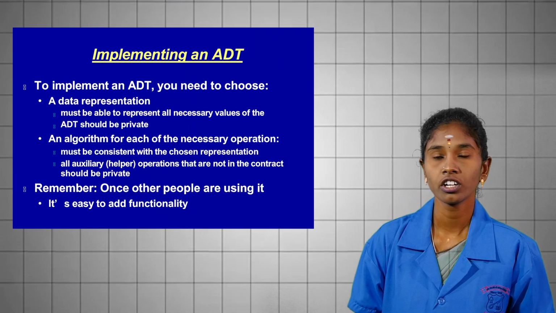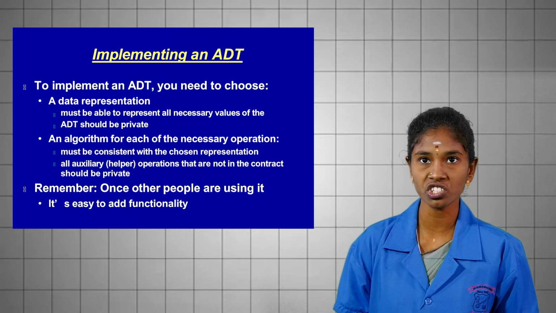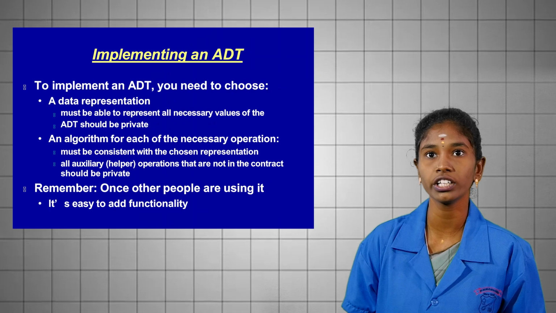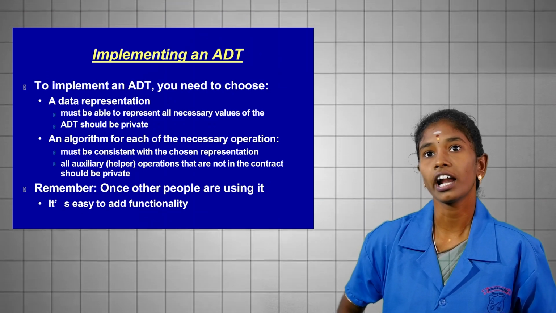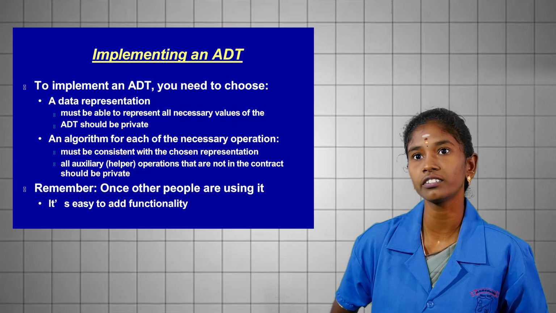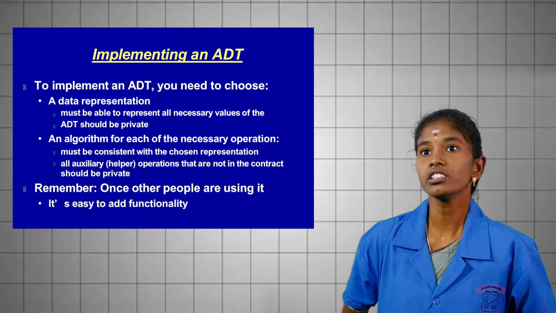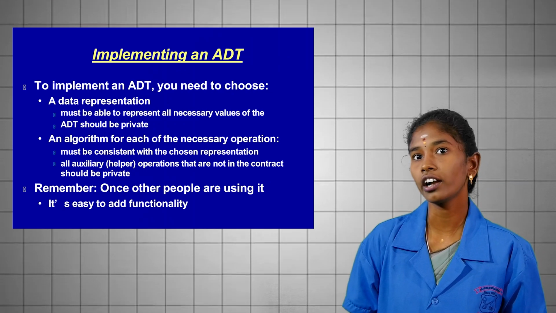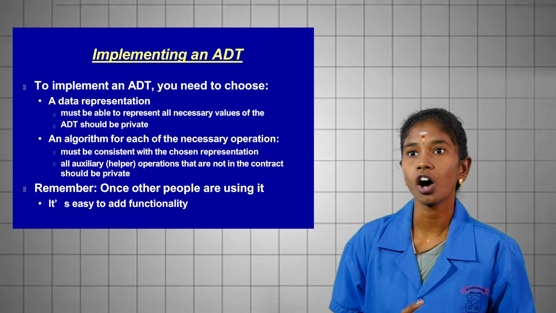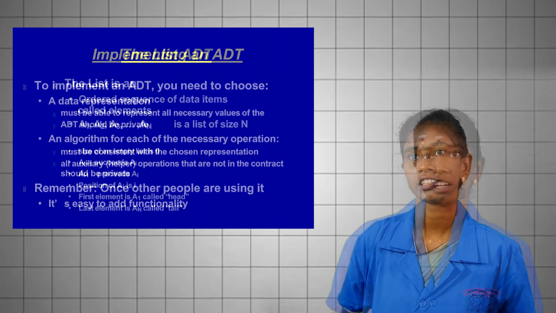implementing an ADT. To implement an ADT, you need to choose a data representation that must be available to represent all necessary values of the ADT and should be private. Algorithms for each of the necessary operations must be considered with the chosen representation. All auxiliary operations that are not in the contract should be private. Remember, once other people use it, it's easy to add functionality.